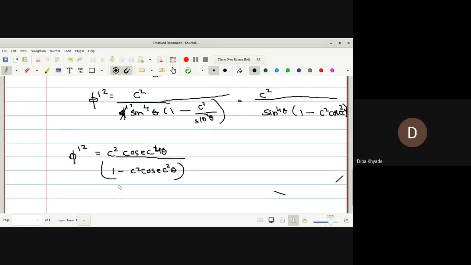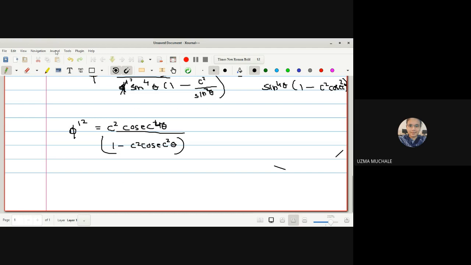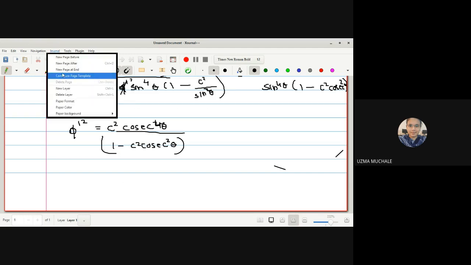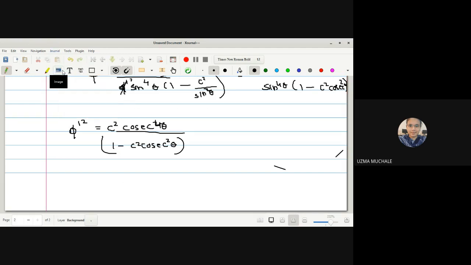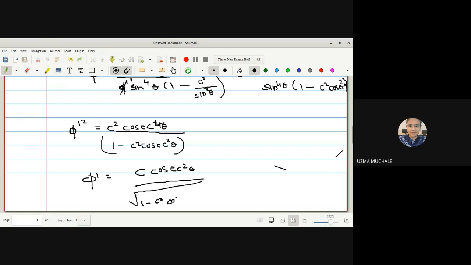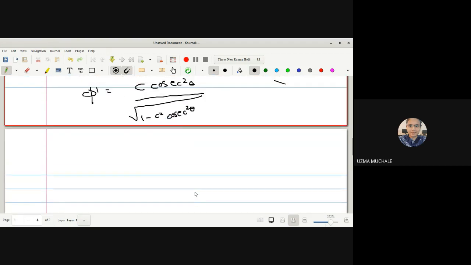Yes ma'am. What you have to do, just taking a square root on both sides, we get the result. That is the equation for phi dash. We will get phi dash is equal to c cosec raised to 4 will become cosec square theta under root of 1 minus c square cosec square theta. Okay, now we got the equation for phi dash.